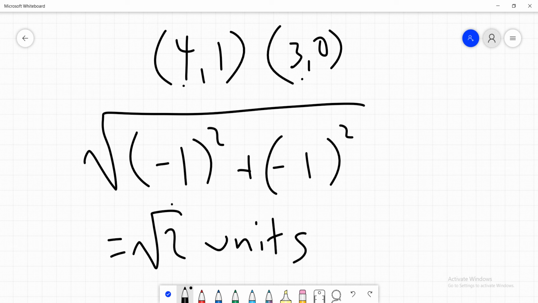And some curriculums might ask for an approximation, so that would be approximately 1.4 units. But of course, as always, you can use a calculator to do that. Most curriculums allow calculators when you get to geometry.